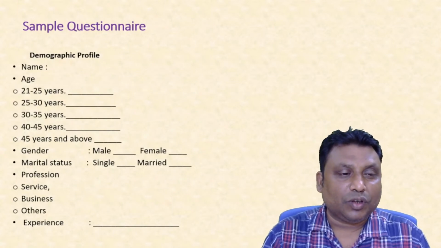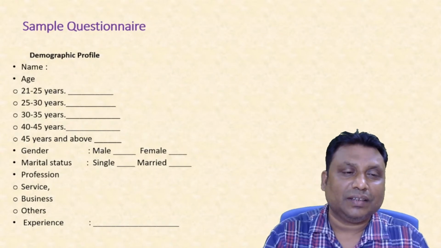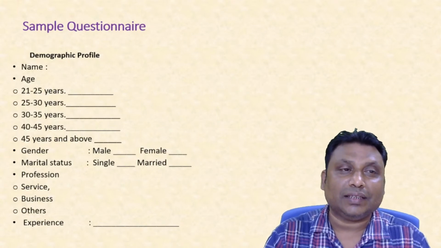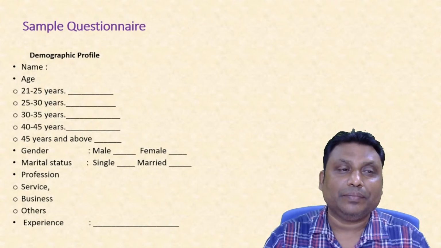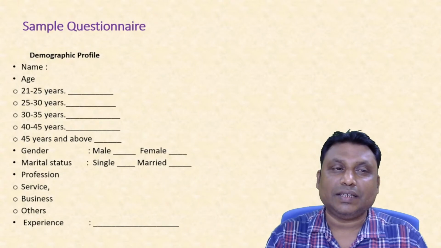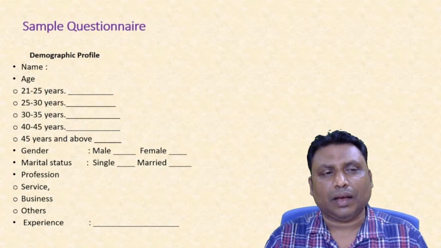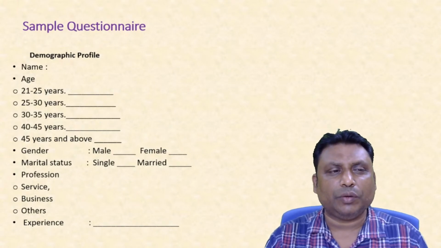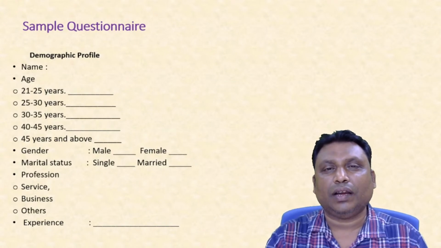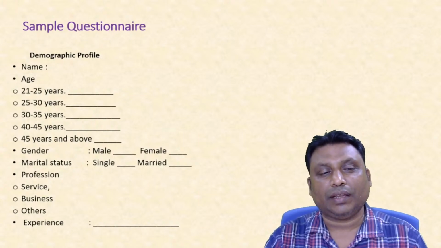Now I am discussing a sample questionnaire. First I am discussing the demographic profile. You should write like this. Demographic profile: what is your name? It should be open, because they have to write their name. Then age you can write here. As per my convenience, I am writing 21 to 25 years, because when you are collecting the information, the age should not be less than 21. That means we only collect information after age 21.